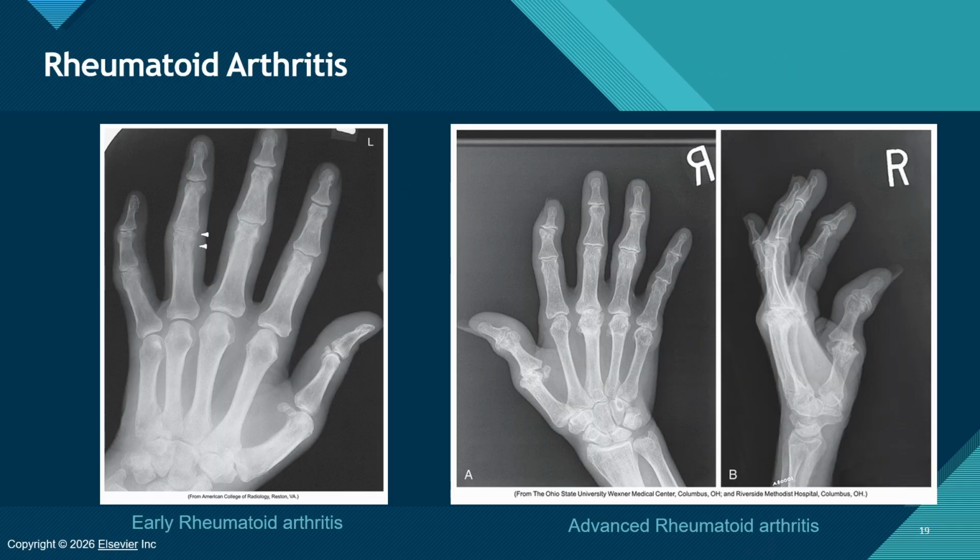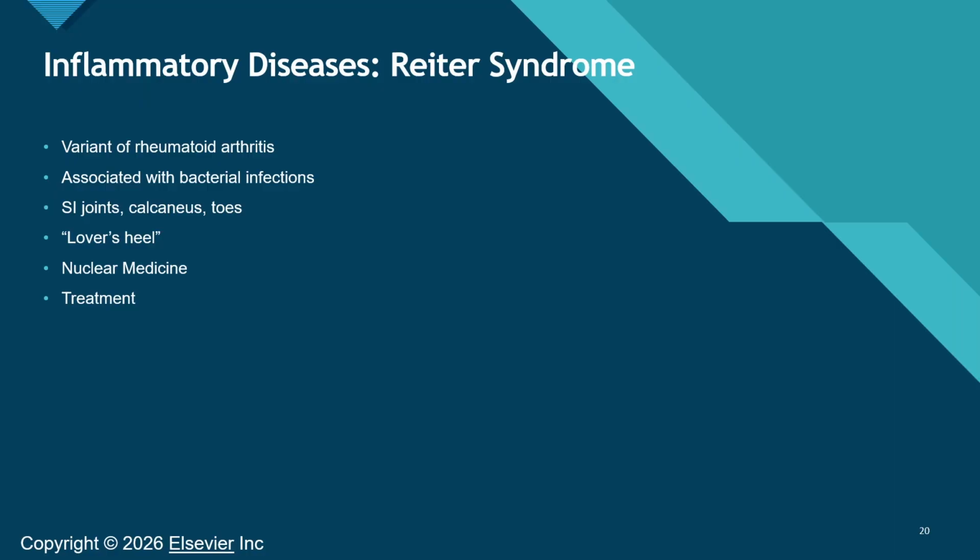So these are pictures that demonstrate rheumatoid arthritis with subluxation of the first MCP joint. Reiter syndrome is another inflammatory disease that is a variant of RA and occurs most commonly in young males and is associated with arthritis. It has been associated with bacterial infections. SI joints, calcaneus, and toes are all generally affected by the disease and are sometimes referred to as the lover's heel. Nuke med can be beneficial in diagnosing the disease, and the treatment is using over-the-counter NSAIDs.